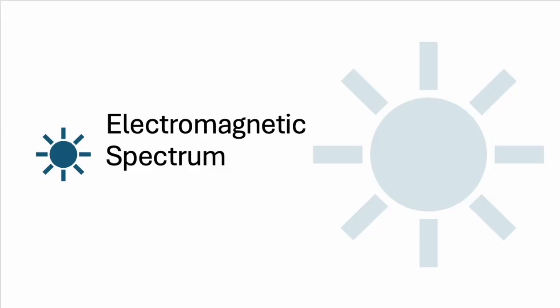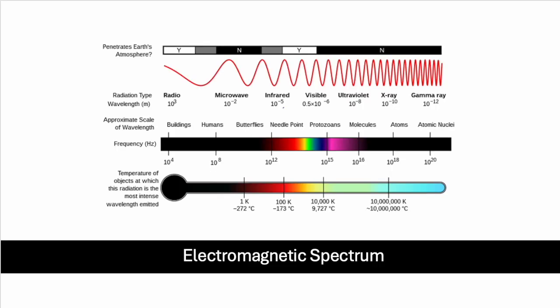Hello. Have you ever wondered how we can see the stars or how your TV remote control turns on the television? It all has to do with something called the electromagnetic spectrum. In this video, we'll explore the different types of electromagnetic radiation, their characteristics, and how they help us understand the universe.